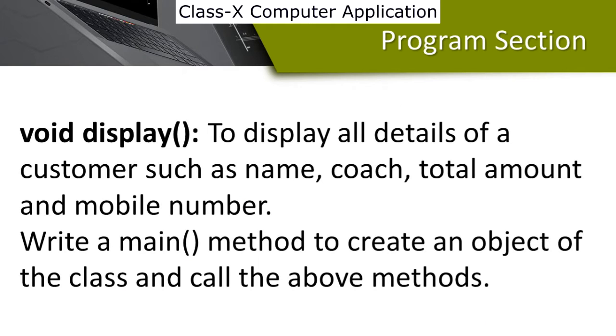Next, after this, what has to be done? You have to display the following details of the customer, such as name, coach, total amount and mobile number, and write a main method to create an object of the class and call the above methods. So in this program you have to create an object of the class. Whatever class name you give, you have to create the object of that class, that is, a new object.